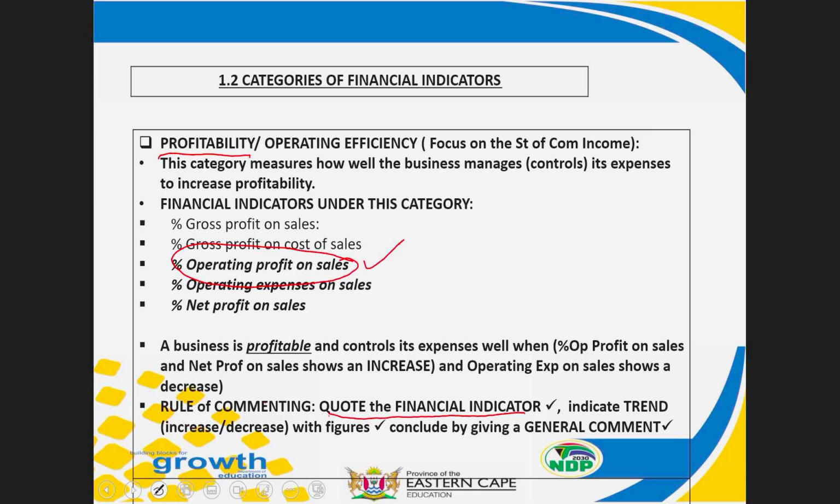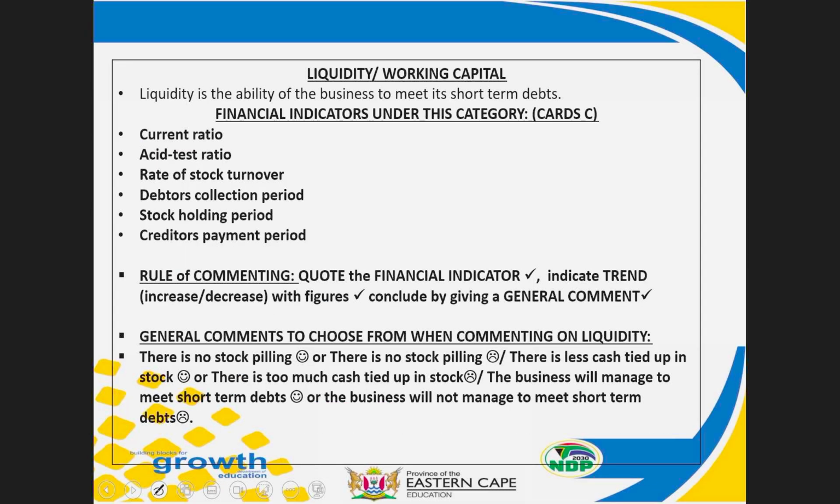Let me proceed to the second category. On the second category, we're looking at liquidity, which is also known as working capital. When looking at liquidity or the working capital, that's where we want to check whether this business can afford to meet its short-term debts, meaning that our focus is on current assets to current liabilities. Can we be able to pay our short-term debts from the available current assets, which are converted to cash?